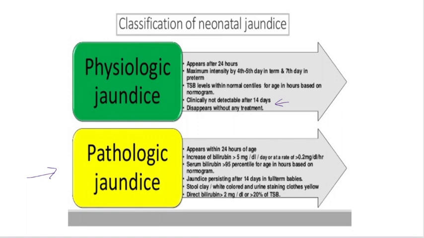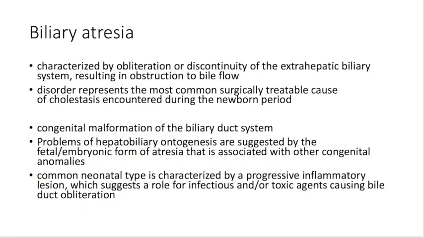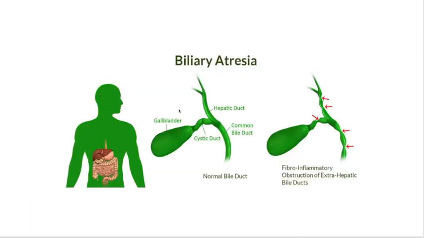The most likely etiologies of physiologic jaundice versus pathologic jaundice. So pathologic jaundice would be immune or non-immune hemolytic anemias, maybe a polycythemia, biliary atresia. So this is characterized as the obliteration of the extrahepatic biliary system, which results in an obstruction to the bile flow. So this disorder represents the most common surgically treatable cause of cholestasis in the newborn. It is a congenital malformation of the biliary duct.